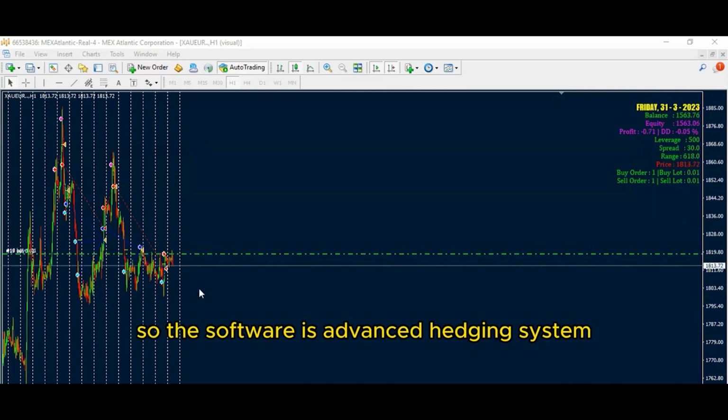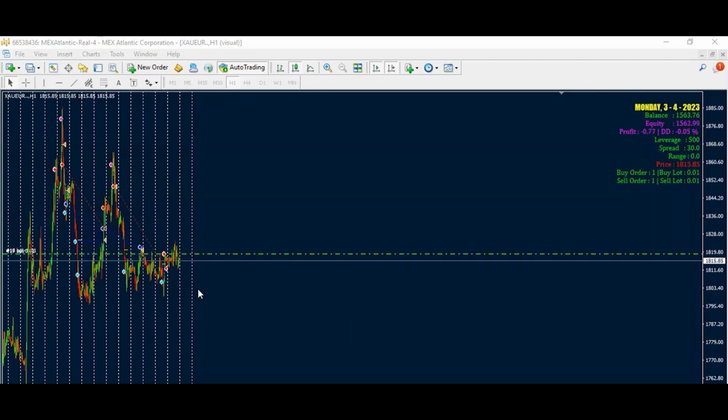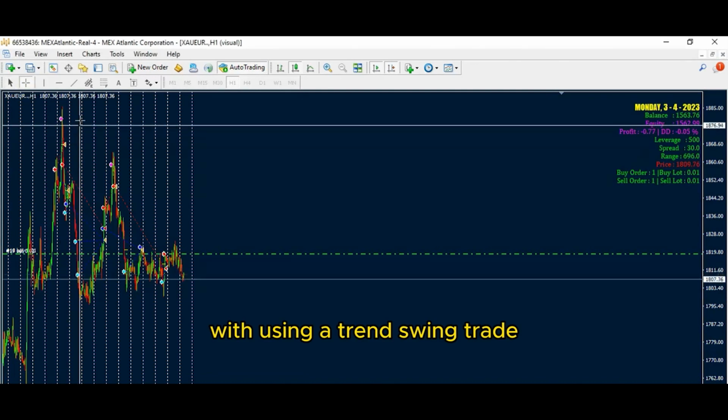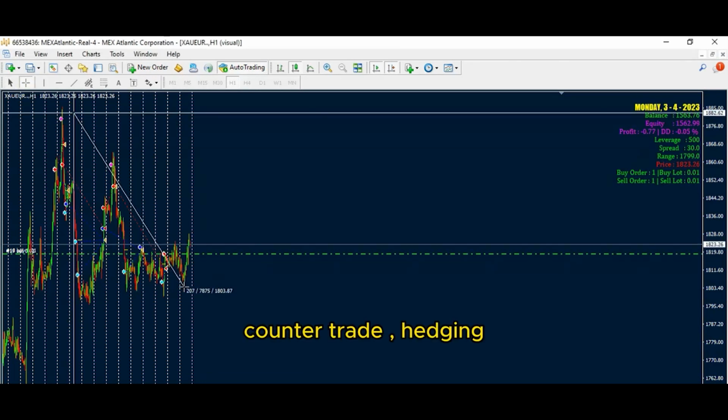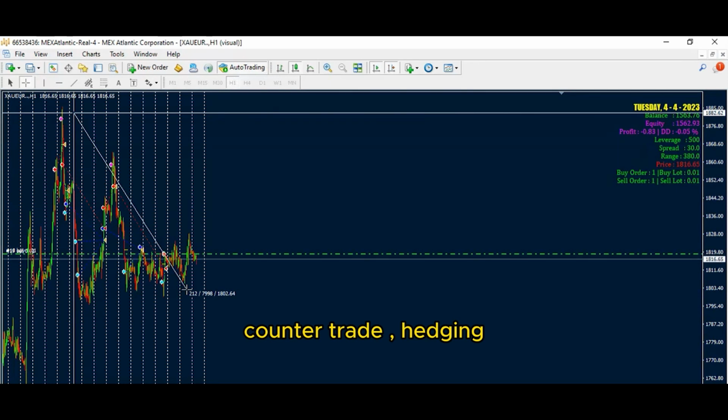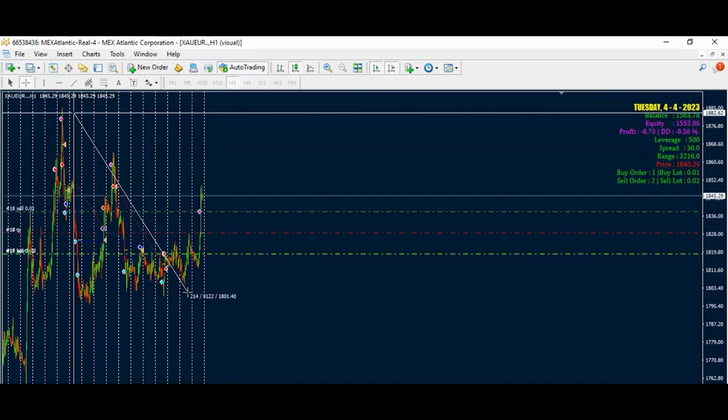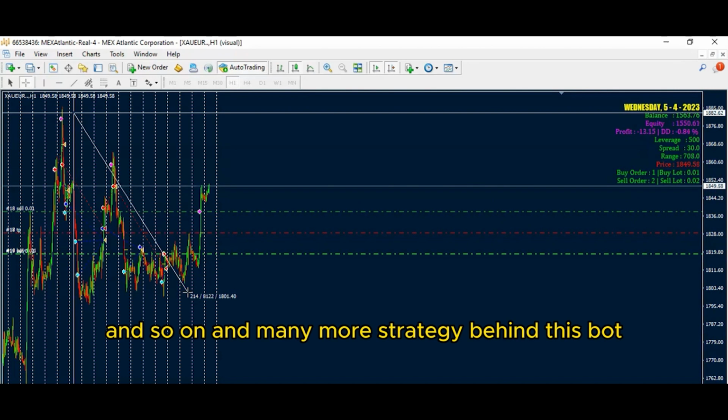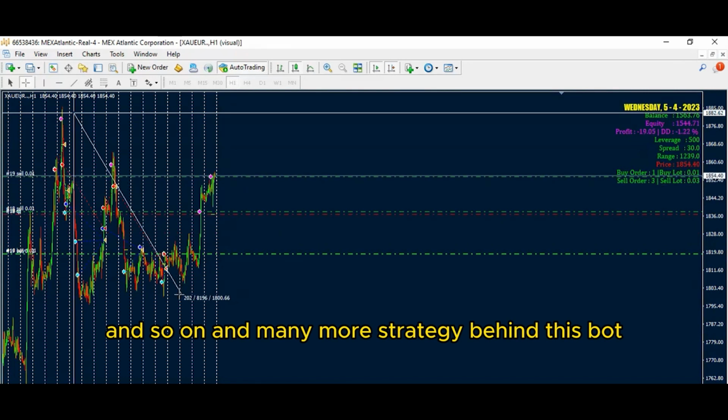So the software is an Advanced Hedging System, using trend, swing trade, counter trade, hedging, and many more strategies behind this bot.